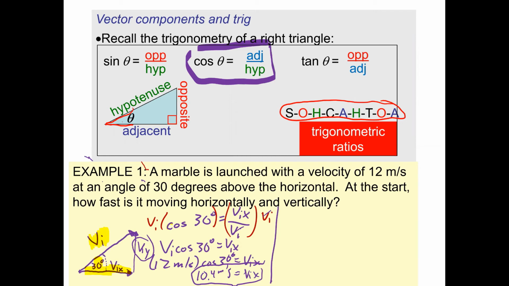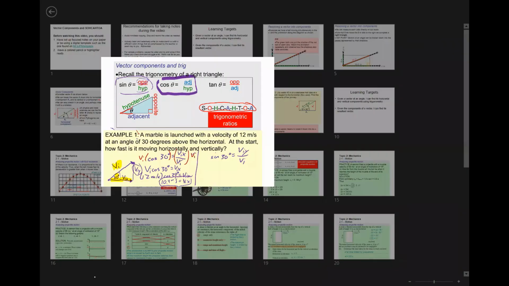But if I'd solved for the vertical first, I would have had to go with sine, because notice I'm trying to find the length of the side opposite the angle. So I'd have to have opposite, and I already know hypotenuse. So I would say the sine of 30 degrees equals opposite, which is v sub iy, over hypotenuse, v sub I.